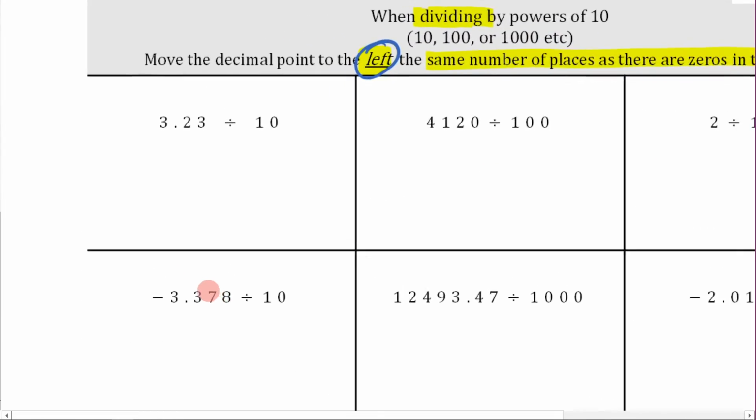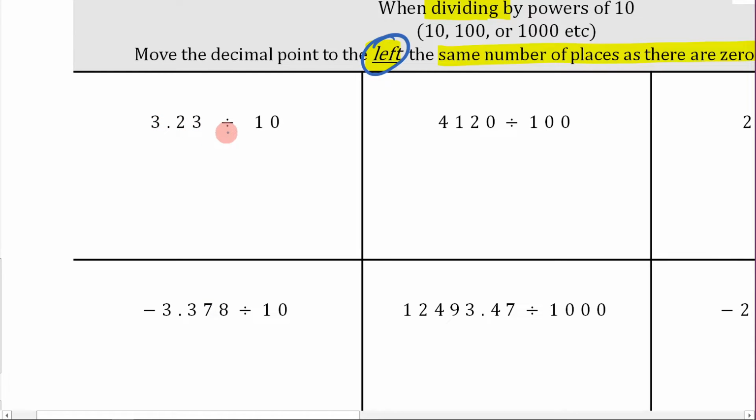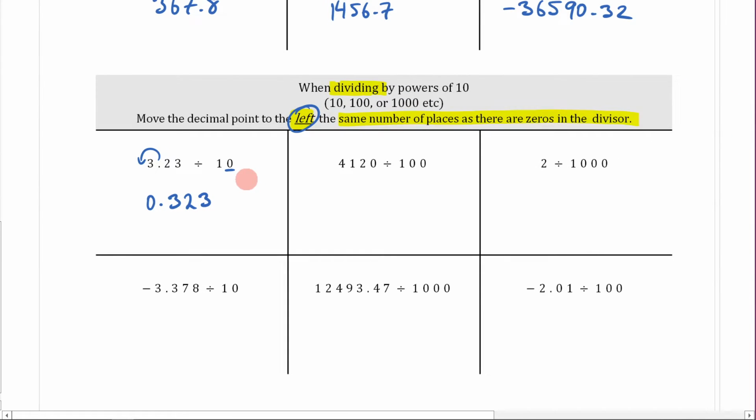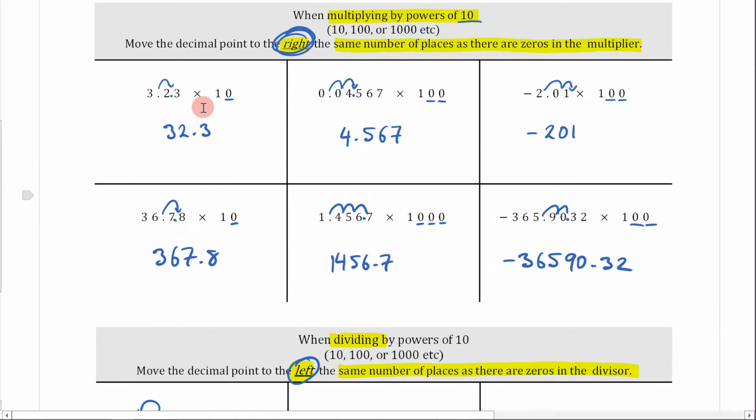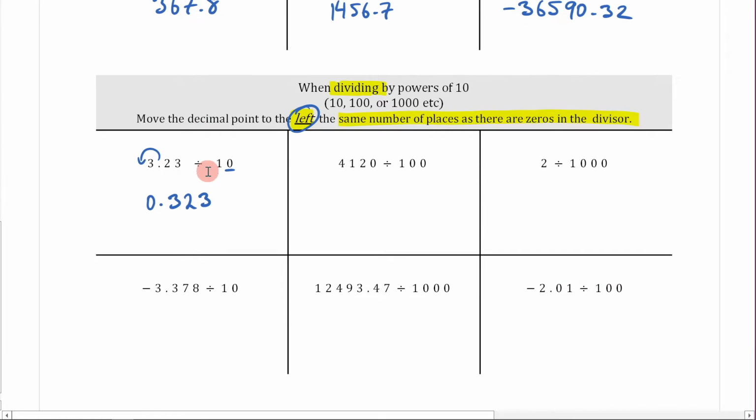So if we come to this one, and if I give you 3.23 divided by 10, because I've got 1 zero, I move it once to the left. So now it's going to become 0.323. And let's just pause for a moment and reflect on the fact that that makes a lot of sense, because if I'm dividing, the number becomes smaller, right? So 3.23 divided by 10, it needs to become smaller, and my answer is smaller. In contrast, if I multiply, the number has to become bigger. So if you look up here, 3.23 times 10 became 32.3. And that makes sense because timesing makes it bigger, dividing makes it smaller.